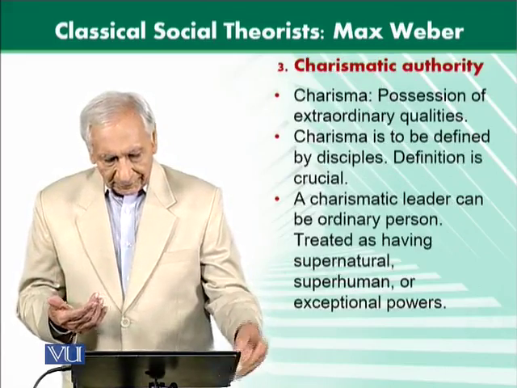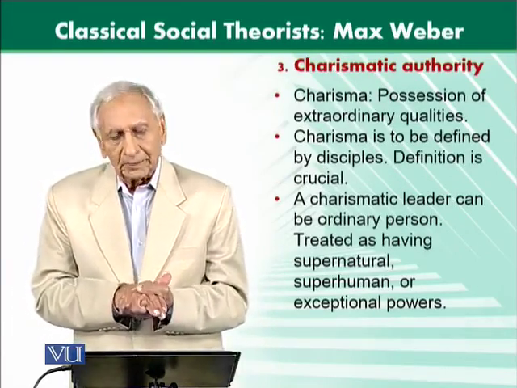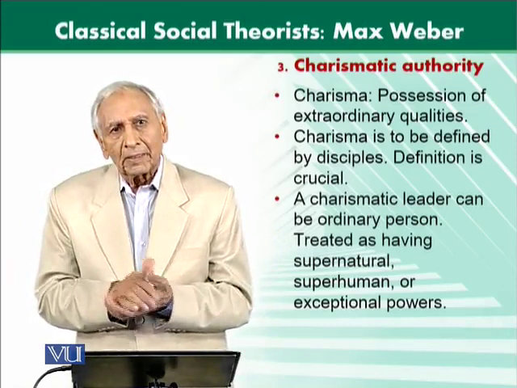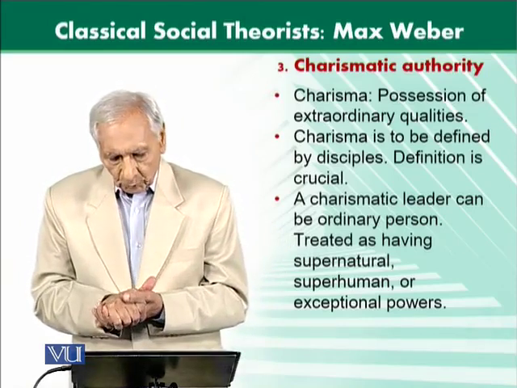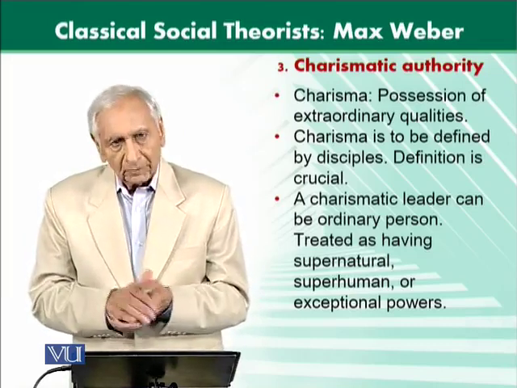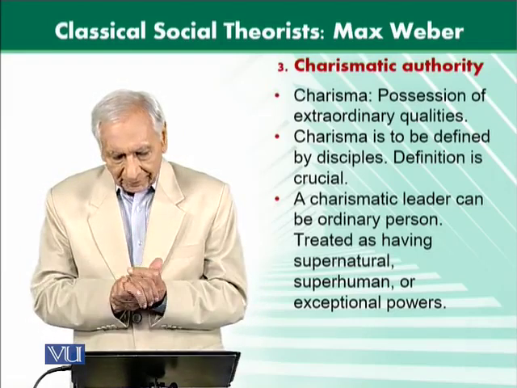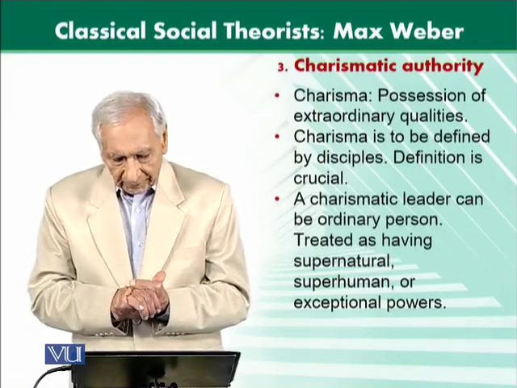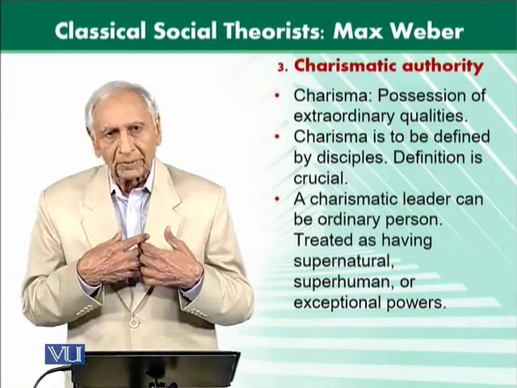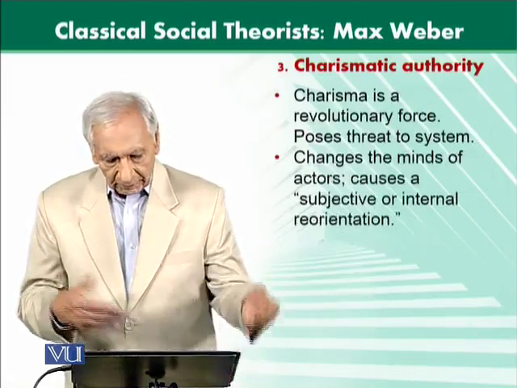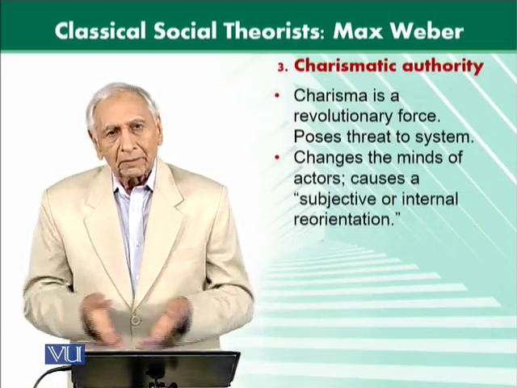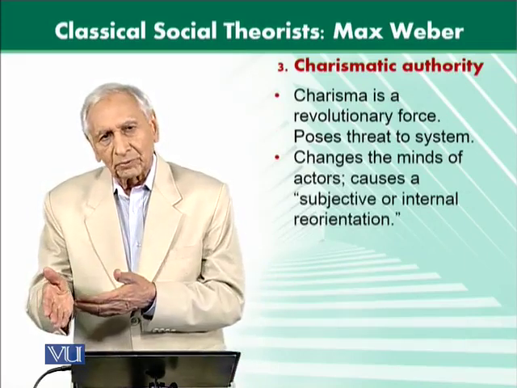So we see that the third authority is charismatic authority. So charisma, as I said earlier, is the possession of extraordinary qualities by an individual. So it is again defined by the followers. Now the definition is very crucial. A charismatic leader can be an ordinary person, but treated as having some extraordinary powers, some supernatural powers. He might be having some exceptional powers, and because of those powers he can pose a threat to the system.